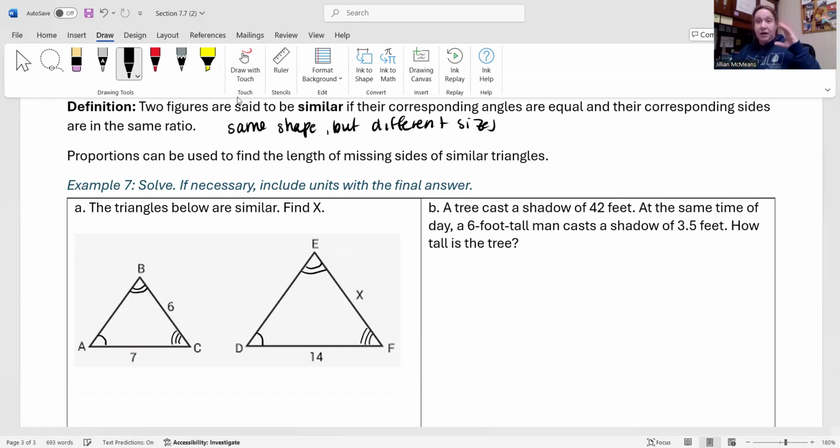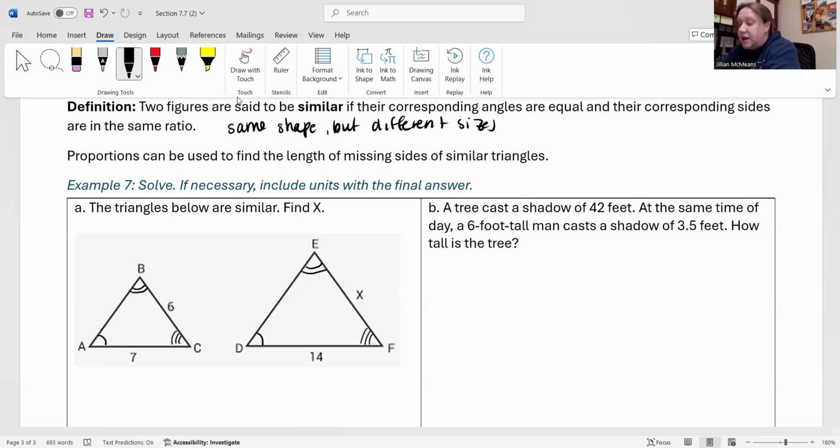So imagine you have one shape and then the other is a projection of that shape. It's in the same ratio. It's going to be bigger, but it's the same exact shape. We just blow it up. Okay. So proportions can be used to find the missing length or a missing side of similar triangles.